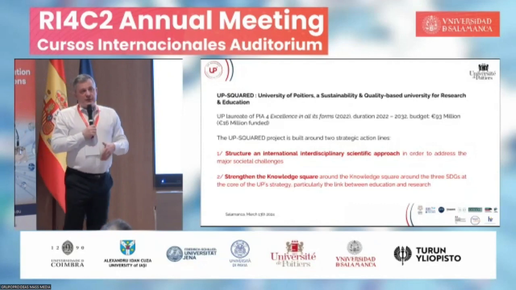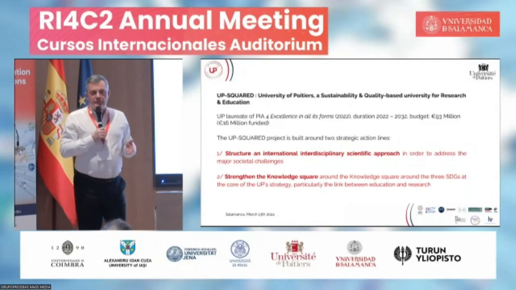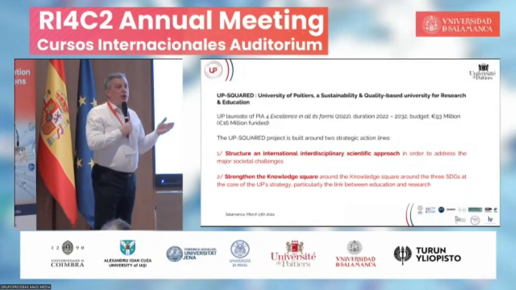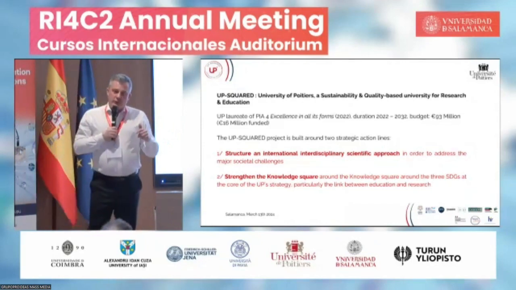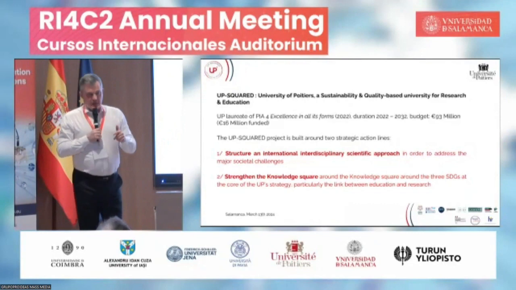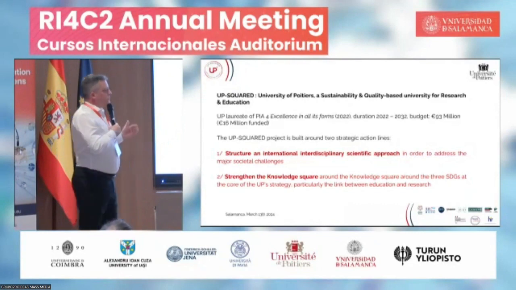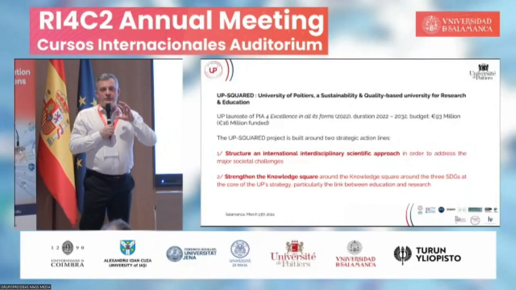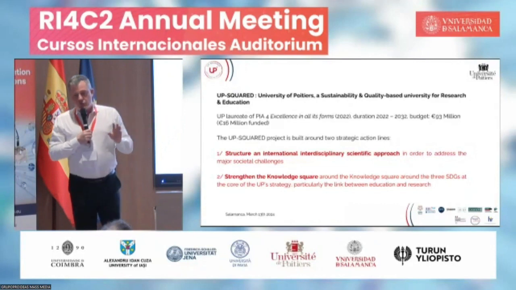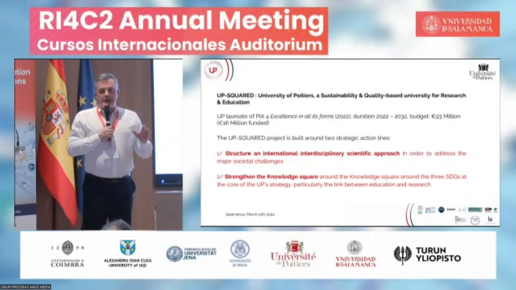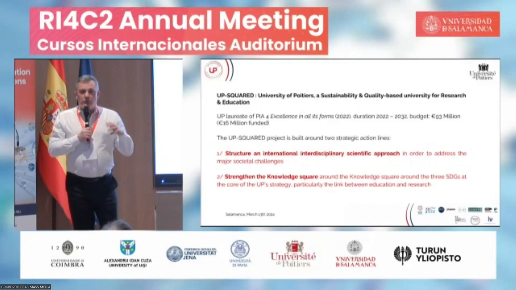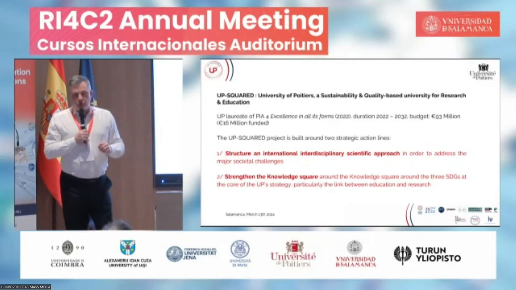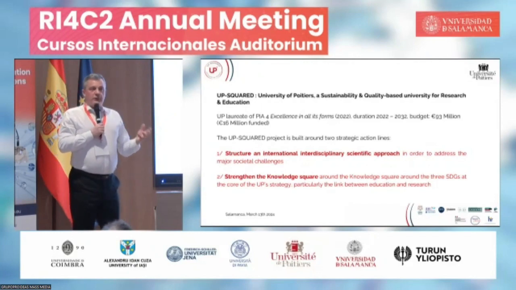For the University of Poitiers, it's a 10-year program, duration 10 years, 2022 to 2032, with an overall budget of 93 million euros, 16 million euros funded by the program as such. It's built around two simple ideas. The first one is to structure an international, interdisciplinary scientific approach, and I reckon you're guessing where we're going with the word interdisciplinary, slowly but surely, in order to address the major societal challenges.